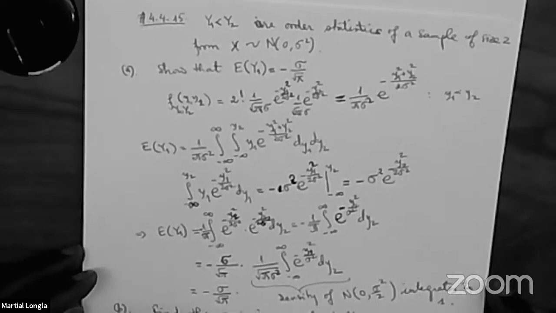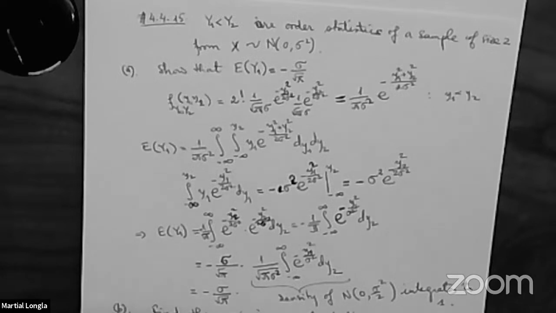Now the next problem is about a random sample of size 2 from the normal distribution. You want to show that the expected value of the minimum is equal to negative sigma over square root of pi. All right. So how do we do it?